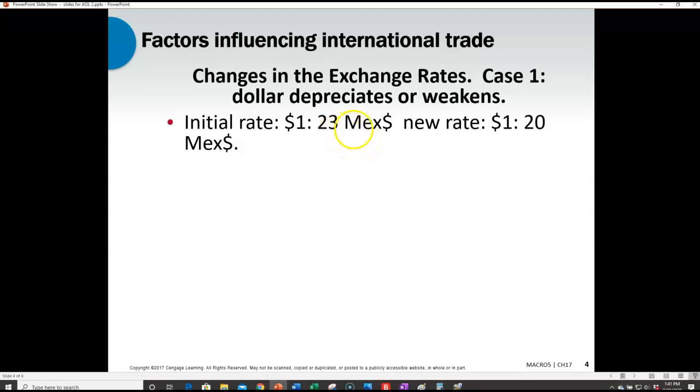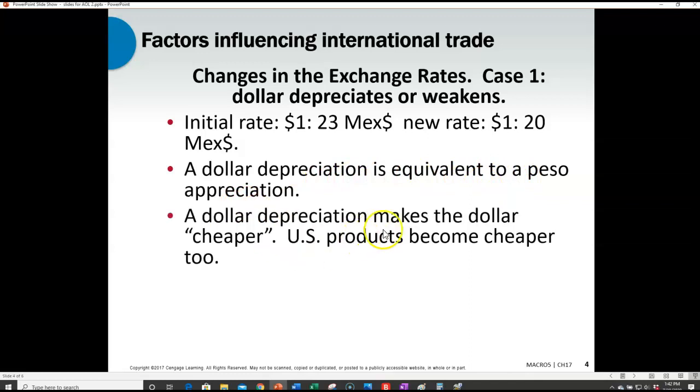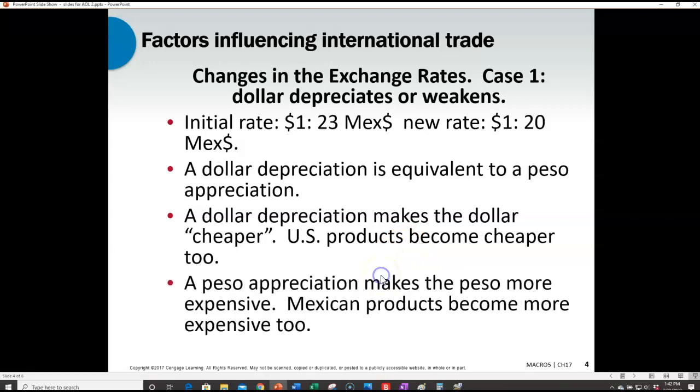From the point of view of Mexico, they spent 23 pesos to obtain a dollar. Now they only spend 20 pesos to obtain the same dollar. So that means the peso has appreciated in value. Again, a dollar depreciation is equivalent to a peso appreciation. A dollar depreciation makes the dollar cheaper. That makes U.S. products cheaper too. A peso appreciation makes the peso more expensive, which makes the Mexican products more expensive too.